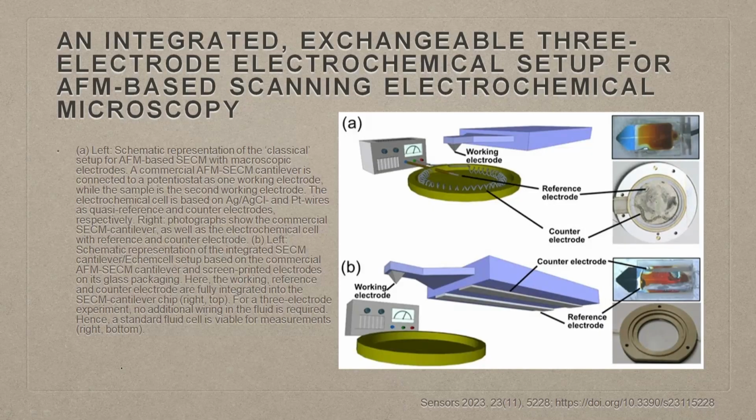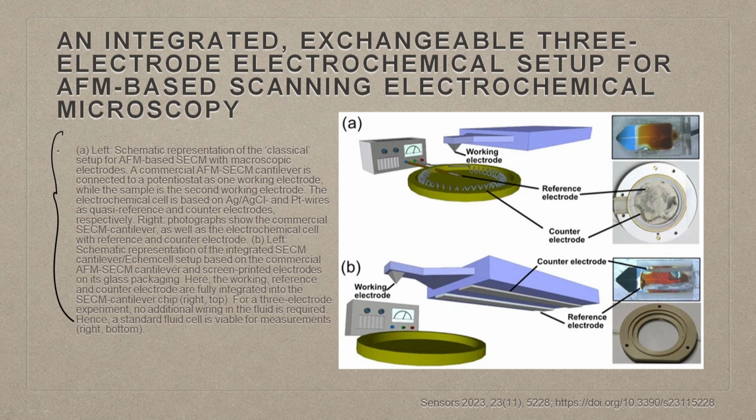So, to look at it in the schematics here, a schematic representation of the classical setup of AFM based SECM with microscopic electrodes. A commercial AFM SECM cantilever is connected to a potentiostat as one working electrode, while the sample is the second working electrode. The electrochemical cell is based on Ag/AgCl and platinum wire, which are the quasi-reference and counter electrodes respectively. The photograph shows a commercial SECM cantilever as well as the electrochemical cell with reference and counter electrode.